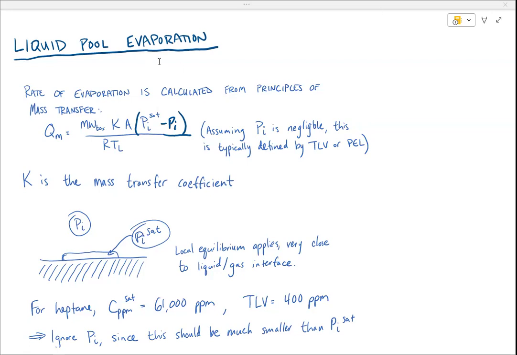So the theory starts by considering principles of mass transfer. Qm, the mass rate of evaporation, is equal to the molecular weight of the toxicant times K, the mass transfer coefficient, times A, the area of the pool. This is a side view, but this would be the area of the puddle, times the quantity of the saturation pressure minus the partial pressure, all divided by R, the gas constant, times TL, the temperature of the liquid.